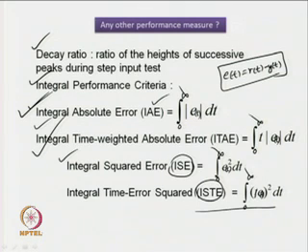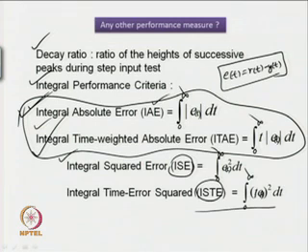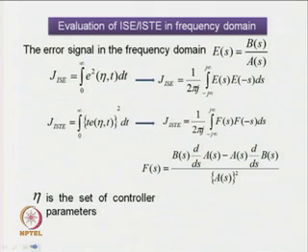It is very difficult to estimate IAE and ITAE analytically, whereas it is not so difficult to compute ISE and ISTE using analysis. Using frequency domain analysis, it is easy to compute the integral square error and integral time error squared performance criteria. How can that be done?